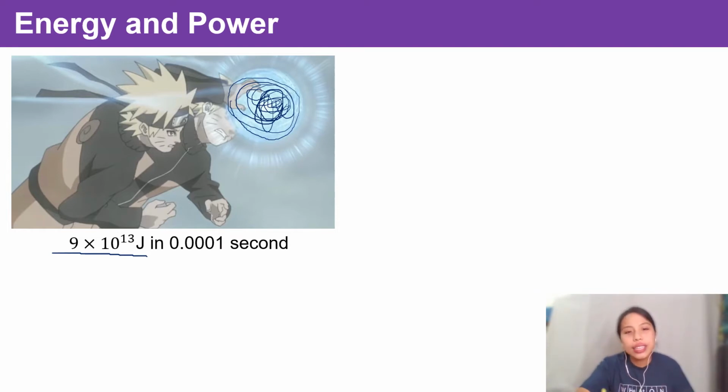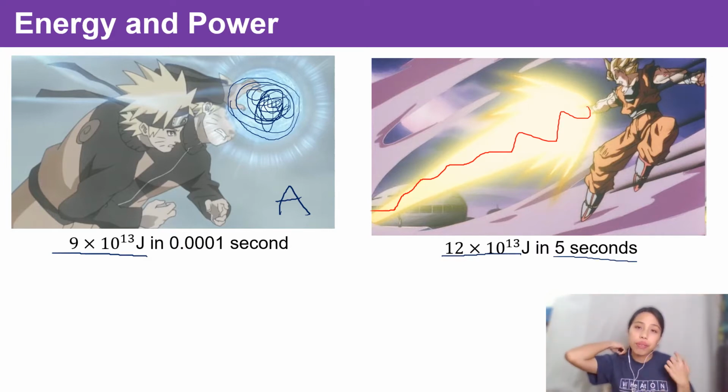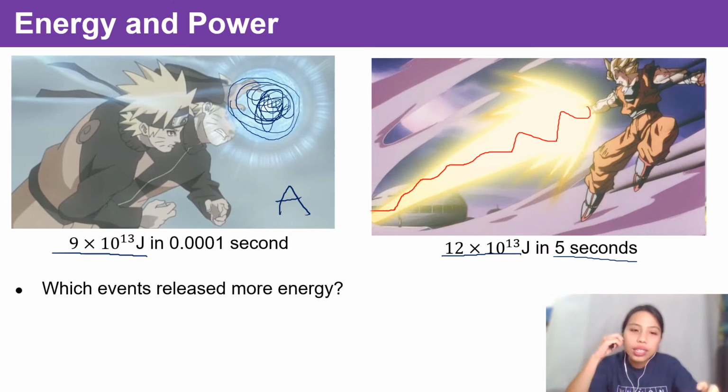On the right side, we have another character. This is character A, by the way. This character is shooting a laser beam, or a beam of energy. It's almost the same: 12 times 10 to the 13 joules in 5 seconds. So if it hits you, it will hit you for 5 seconds and release that amount of energy on your body. Oof, you don't want to get hit by either one of them. Between those two characters, one is throwing a ball of energy at you, one is shooting a beam of energy at you. Which event released more energy on impact?